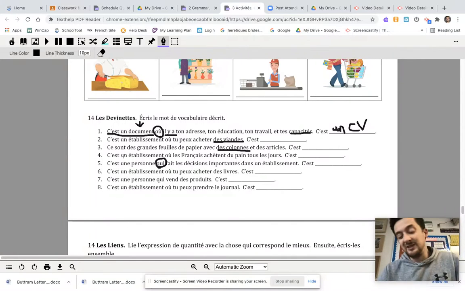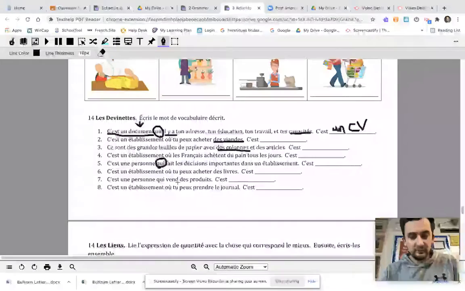It's also what's called a relative pronoun. It's a person who makes important decisions. Vend is the verb vendre. Don't get mixed up by that. It's pretty easy. Okay.